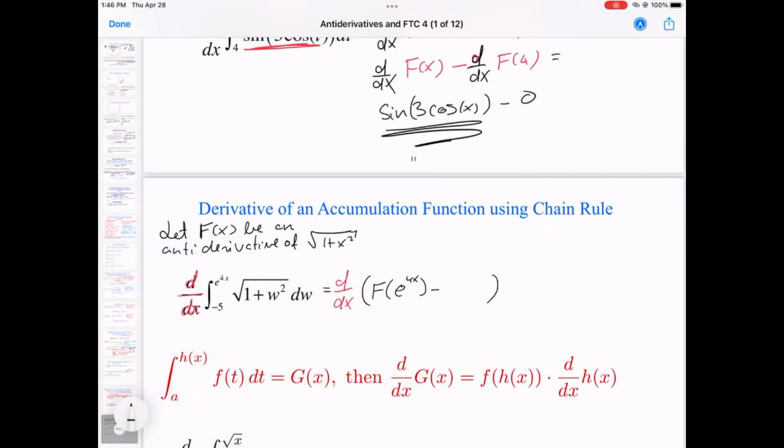Well, I haven't taken the derivative yet. I just write it in, forget about the derivative. Okay, so we don't have this. I'm just rewriting it now. The derivative of that is going to be 0, right? But just the integral is going to be capital F of e to the 4x minus F of -5.